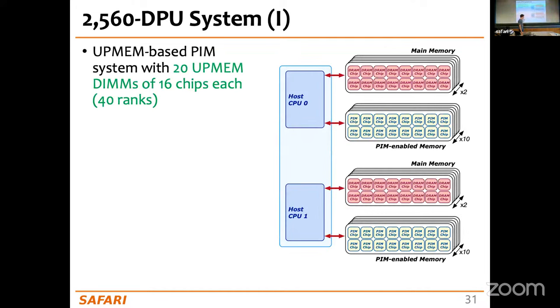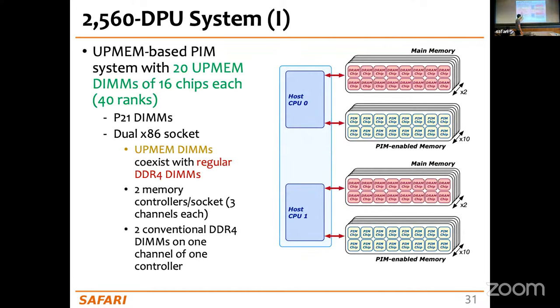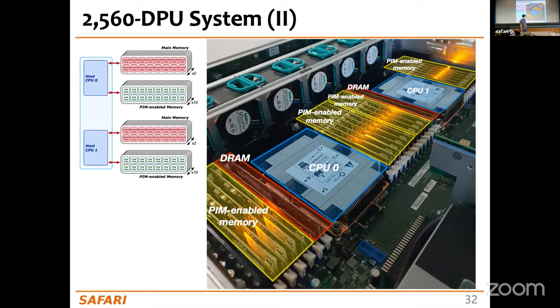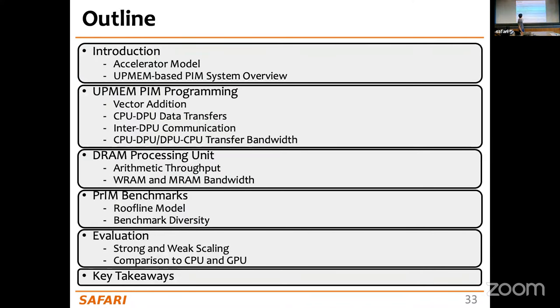Okay, this is the UPMEM PIM system. Well, there are a few more details about the number of DIMMs or the number of memory controllers, et cetera. This is not really so relevant for the programming lab that you're going to do. This current PIM system can have up to 2560 DPUs and up to 160 gigabytes of PIM-enabled memory. And this is the picture that you have seen already several times.